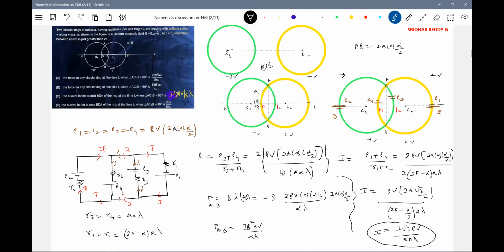Okay. Check calculation. I'm just giving the idea. So this is what I feel the answer is. Effective length is what we have to take here also. Effective length will be 2A cos alpha by 2. I think I have to change this option also.